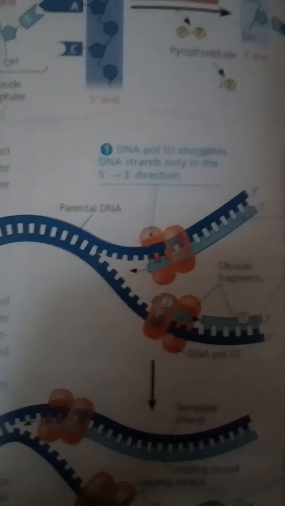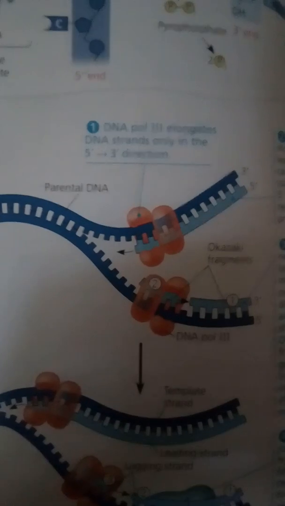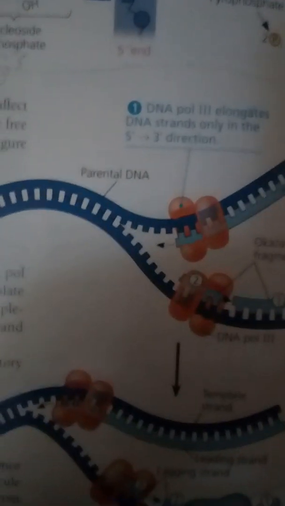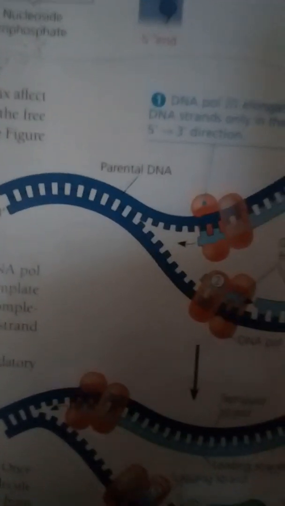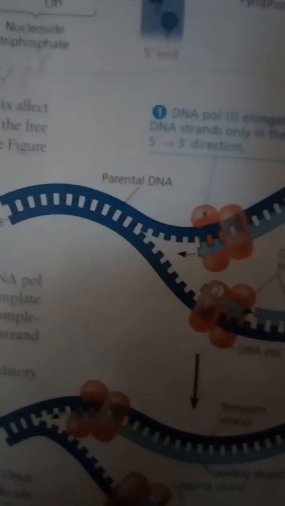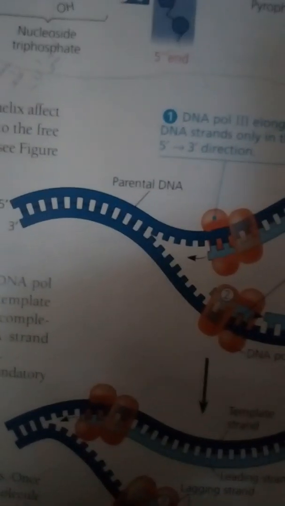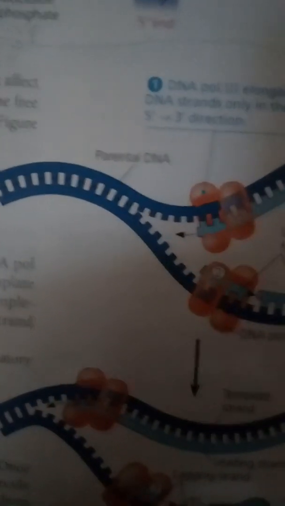Named after the Japanese scientists who discovered them, the fragments are about 1,000 to 2,000 nucleotides long in E. coli and 100 to 200 nucleotides long in eukaryotes. Another enzyme, DNA ligase, eventually joins, or ligates, the sugar-phosphate backbones of the Okazaki fragments, forming a single new DNA strand.